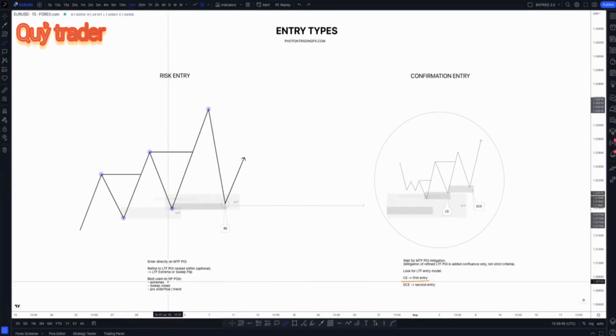Otherwise, if you're not deeming it to be as high probability, that's where you may want to wait for that confirmation entry, just so you can actually see price is potentially holding that medium time frame POI, right? And yeah, so they're the two differences. We'll go on the charts in a little bit and just show those, but I did just want to go into a little bit more depth on risk entries before then.